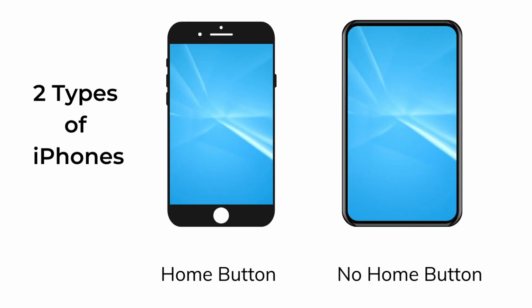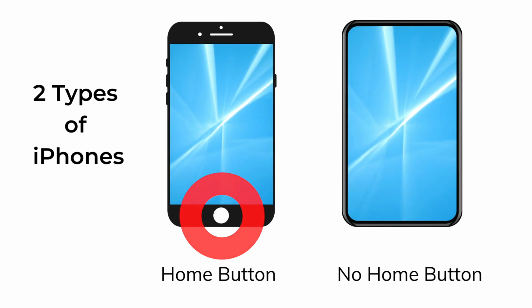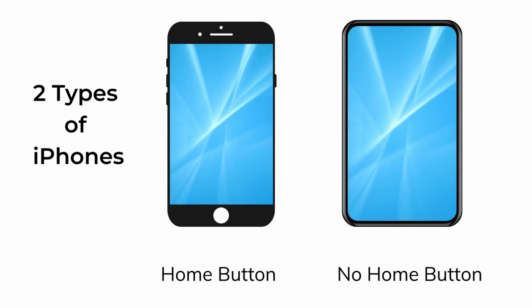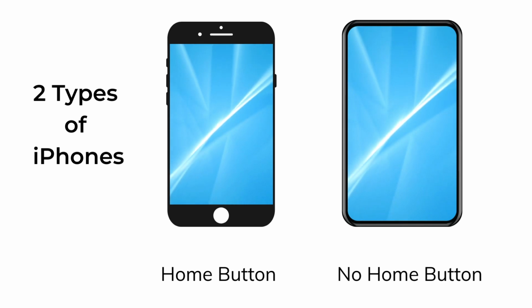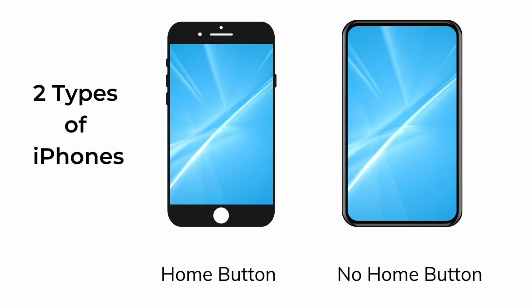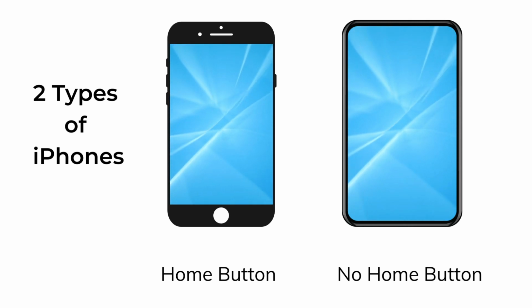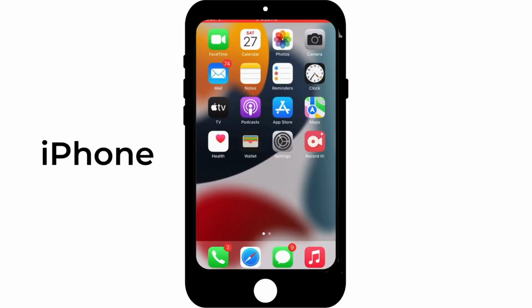On an iPhone, switching through and closing apps will be different depending on which type of iPhone you have. Older models of iPhones have a small circular button called the Home button. Newer models of iPhone do not have a home button and instead just use screen gestures. Screen gestures are the way that we use our hands to interact with the screen, such as tapping and swiping. Let's first look at an example of an iPhone with a home button.